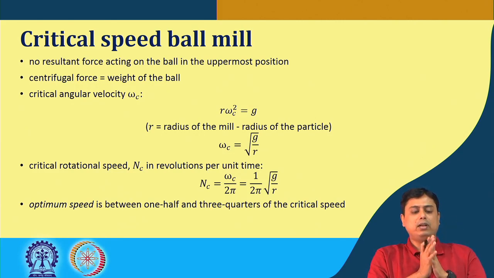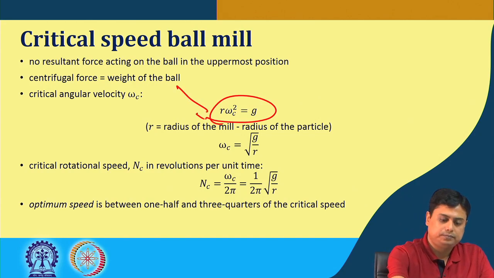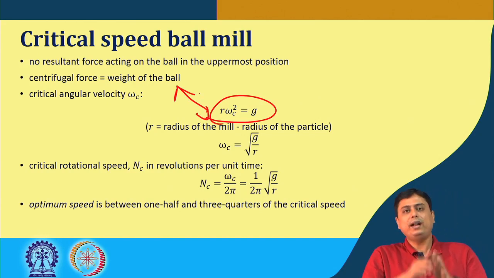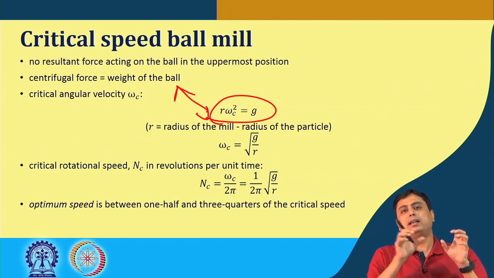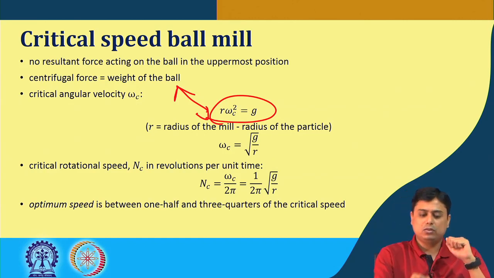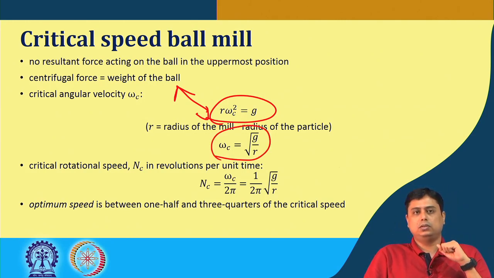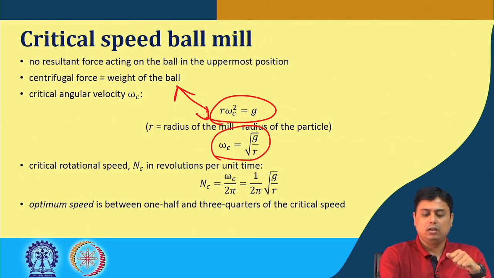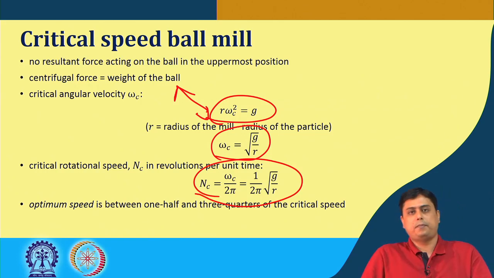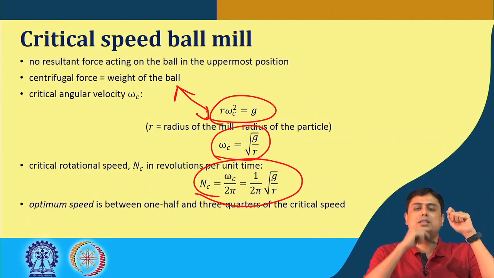So, the critical angular velocity, if that is say omega c, we can write this balance, where this r is the radius of the mill minus the radius of the particle. So, that means we can have a critical angular velocity value. So, the critical rotational speed nc, the revolution per unit time, can be written in this way. But remember, this is the critical one, where the centrifugal force is just the weight of the ball.